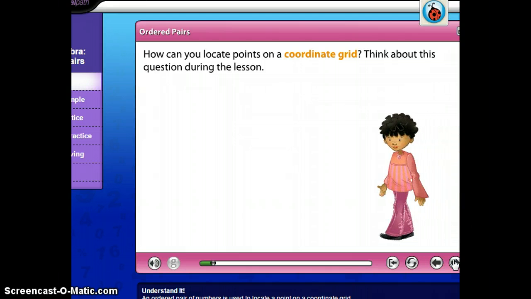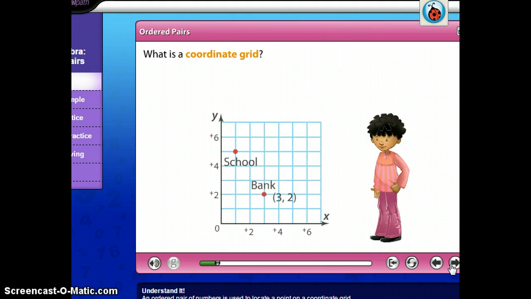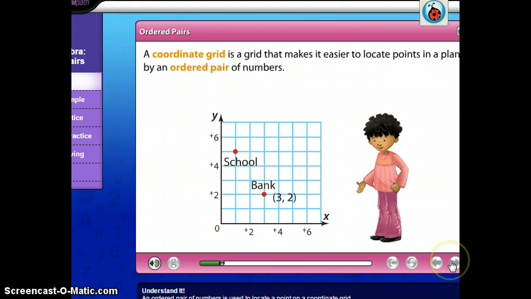How can you locate points on a coordinate grid? Think about this question during the lesson. What is a coordinate grid? A coordinate grid is a grid that makes it easier to locate points in a plane by an ordered pair of numbers. Ordered pair, where pair means 2.